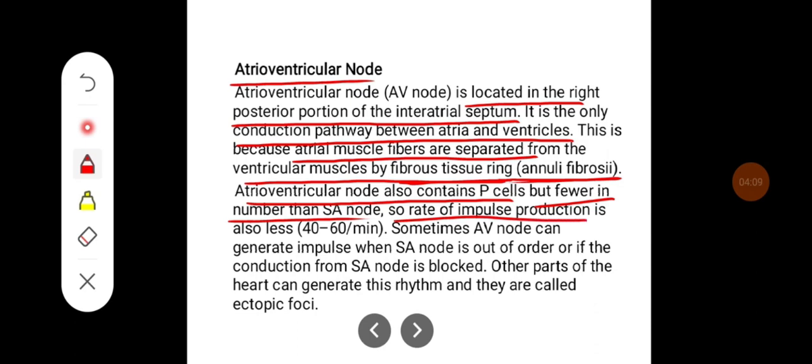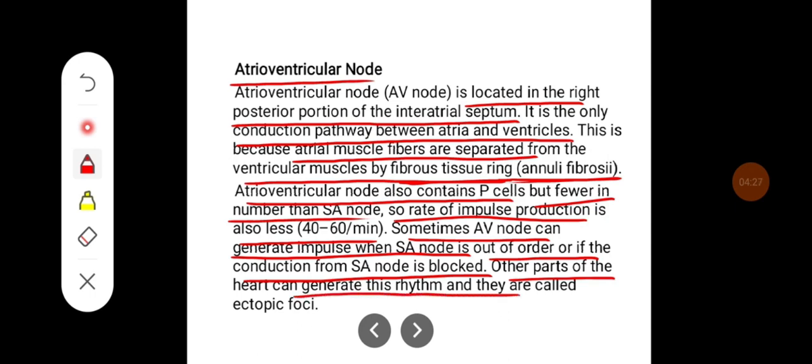So rate of impulse production is also less, that is around 40 to 60 per minute. Sometimes AV node can generate impulse when SA node is out of order or if the conduction of SA node is blocked. Other parts of the heart can generate this rhythm and they are called ectopic foci.